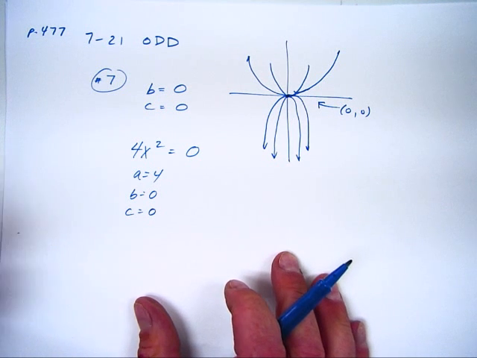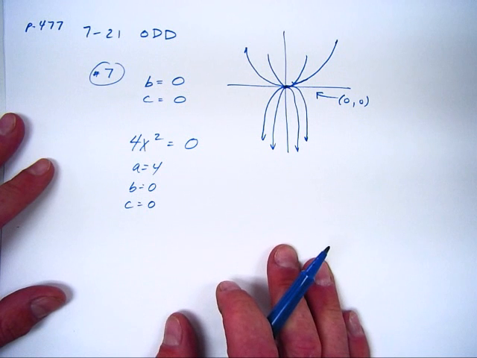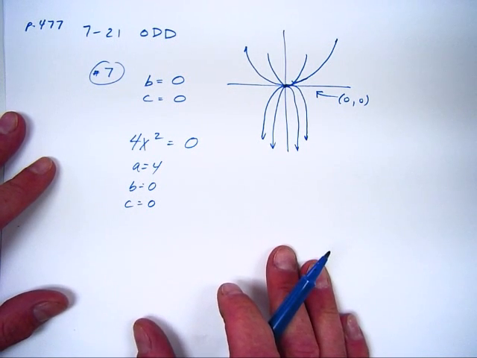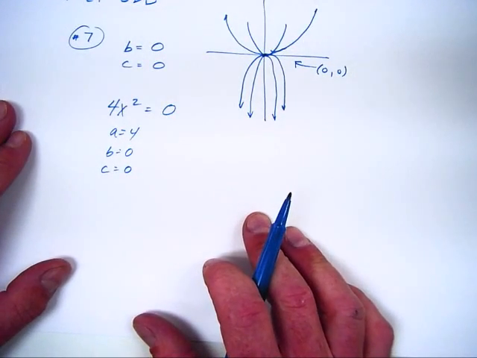Negative 2x squared would be another example. As long as there's no x term and there's no other number just all by itself, which would be c, the thing is going to go through the origin. Let's look at number 9.